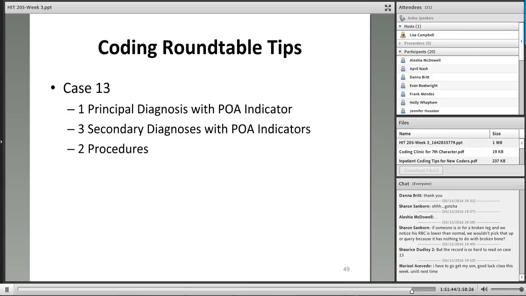Okay, procedures. Two procedures. One, the patient has cataracts, and during this hospital stay, they do an ECCE with PI and IOL. Now, Google everything that you don't know.